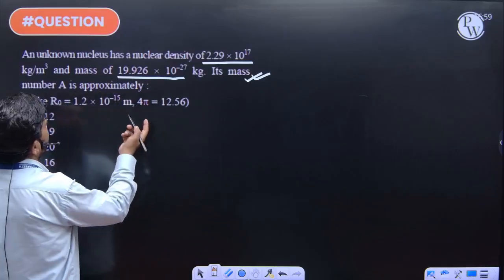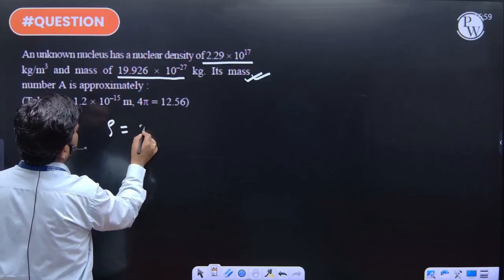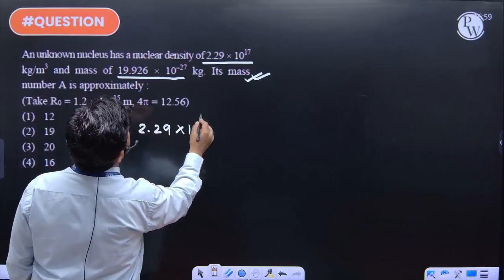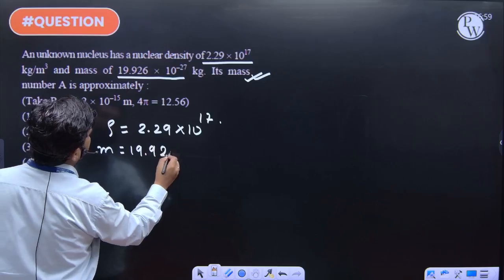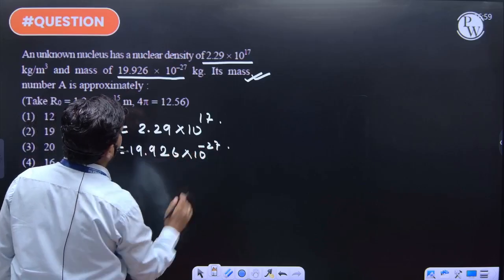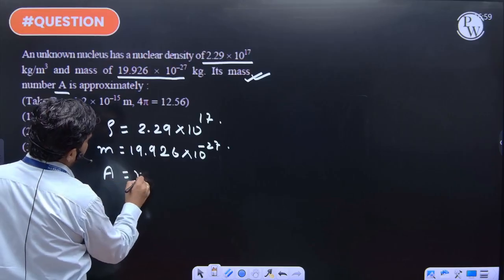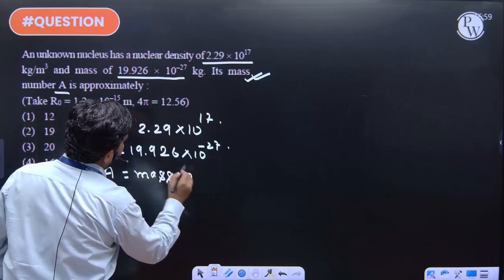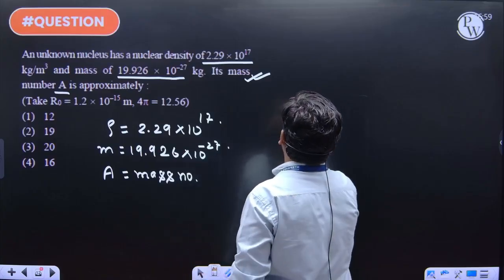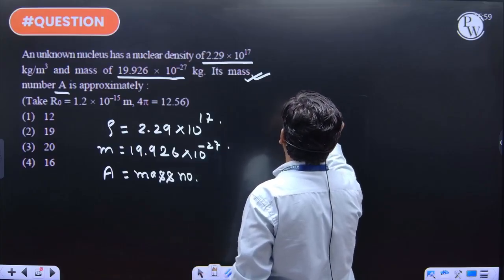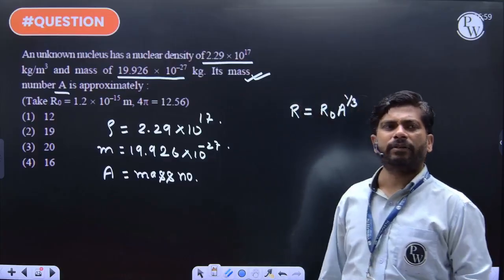Now here, mass is given, and then nuclear density is given, so rho is given. I'm writing all the information. 2.29 into 10 to the power 17, then mass m is 19.926 into 10 to the power minus 27. Then A is your mass number. Now, we know that R equal to radius. If you remember, R is equal to R naught A to the power 1 by 3.